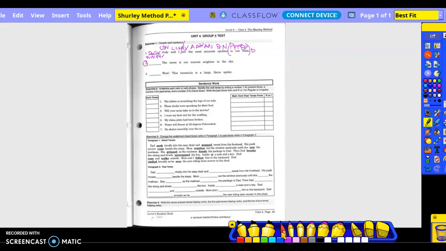Wow, this tarantula is a large, fierce spider. What is a large, fierce spider? What is being said about tarantula? Is what? Spider. Is spider referring to the tarantula? Yes. So predicate noun. It becomes the linking verb. What kind of spider?